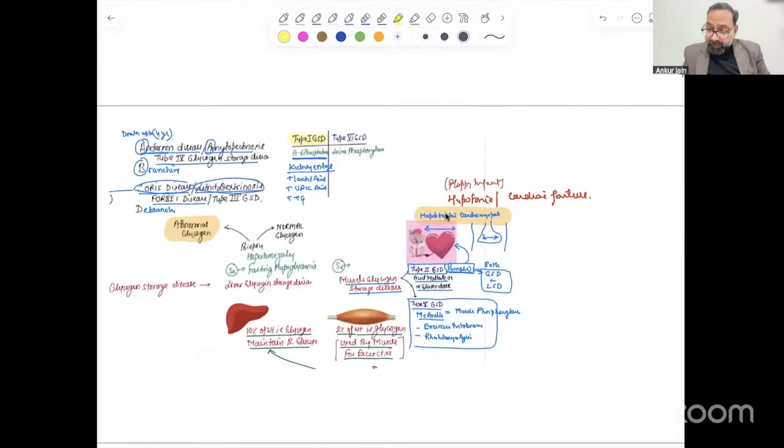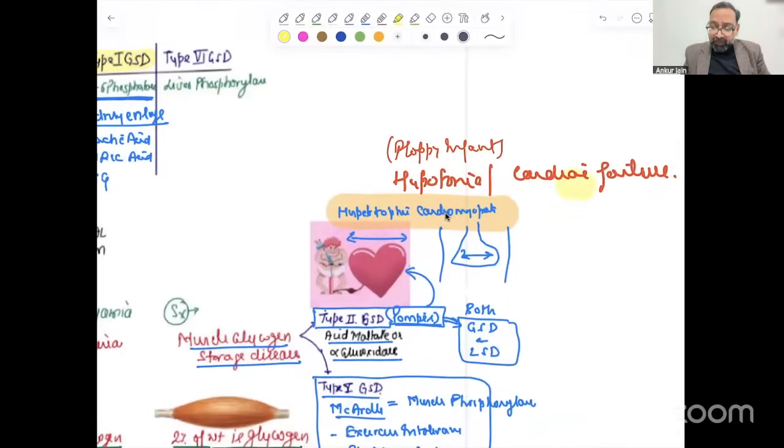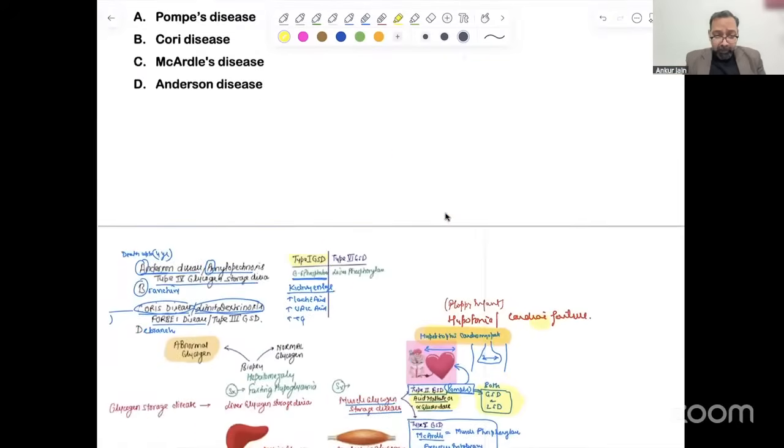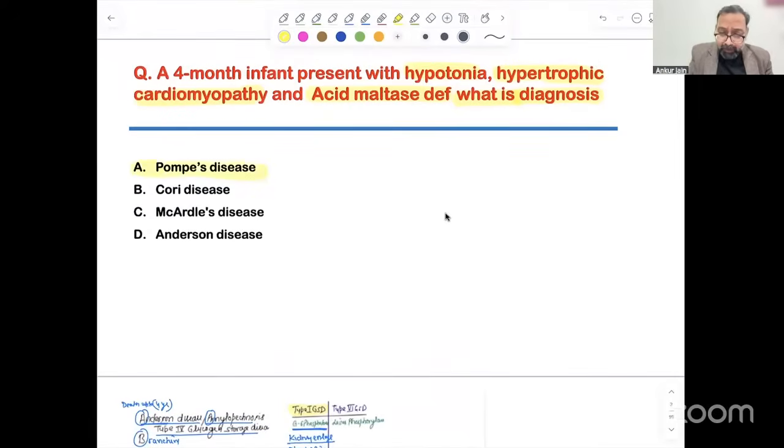So, Pompe's disease: floppy infant, hypotonia, cardiac failure, hypertrophic cardiomyopathy, enzyme deficient, acid maltase. It is both a glycogen storage disease and a lysosomal storage disease. So the mnemonic of two types: type 2, it is both lysosomal and glycogen storage disease. And in this, we pump with two hands, so you will remember hypertrophic cardiomyopathy and cardiac failure. So simple question, simple answer, repeat PYQ.